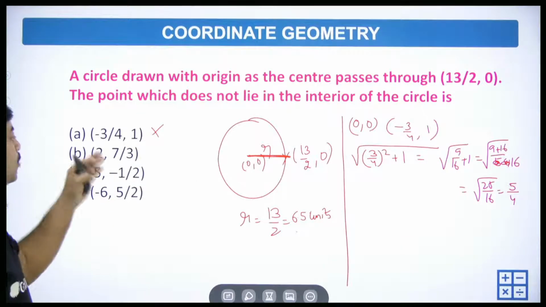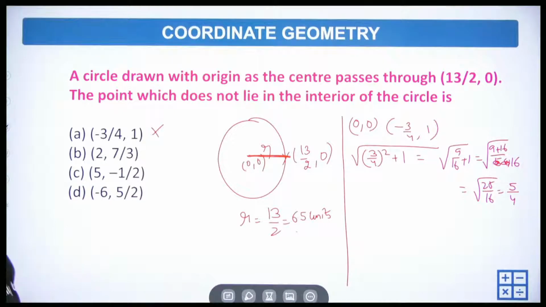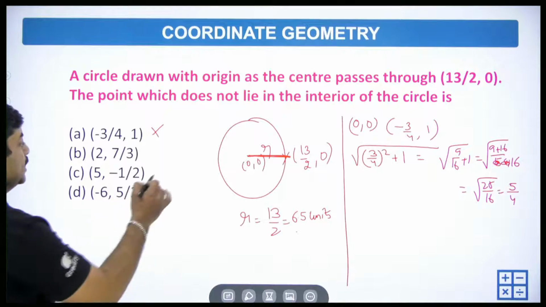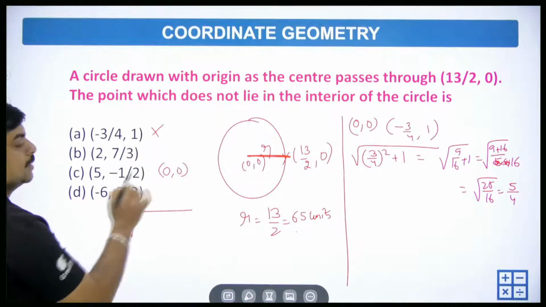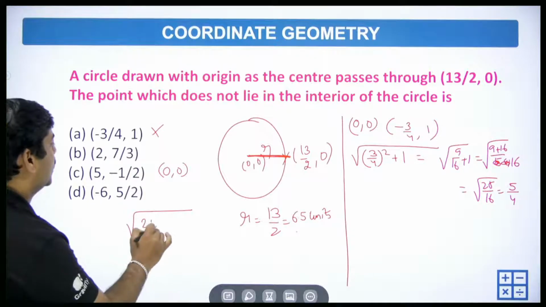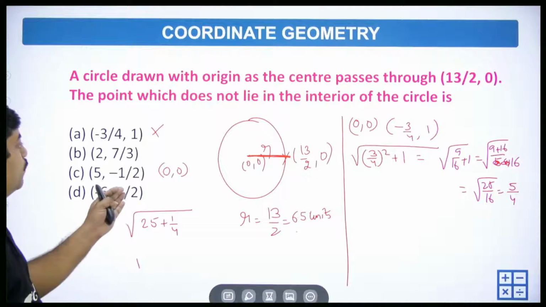The next: 2 comma 7 by 3, 5 comma minus 1 by 2, and minus 6 comma 5 by 2. So just try to find the distance between the origin and these 2 points. You will get that. So what is the distance between (5, minus 1 by 2) and (0, 0)? That is 5 plus 0 whole square, that is 25, plus minus 1 by 2 whole square, 1 by 4. Okay. In the same way, you can also move with the next one.